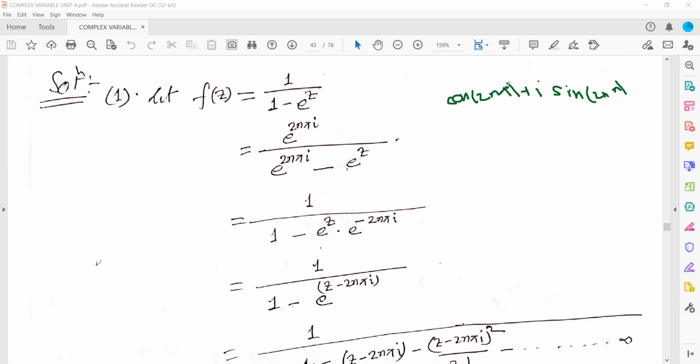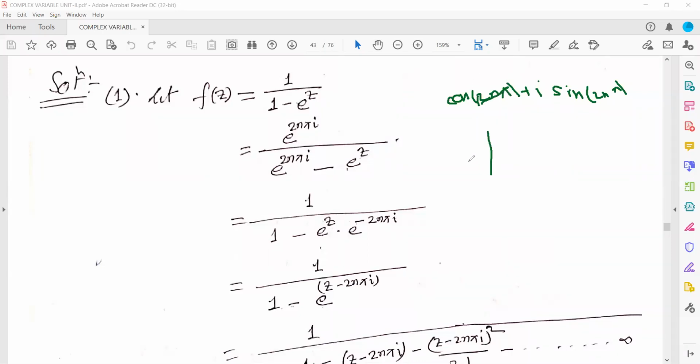So now twice n, that will be what? Even into pi. Even, so that will be either 2 pi, 4 pi, 6 pi, 8 pi, 10 pi, 12 pi. Like this you will get here.